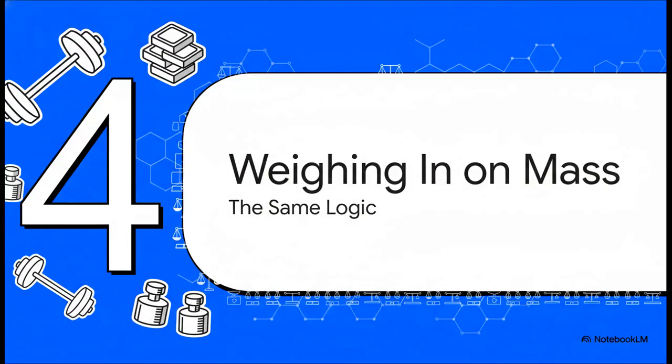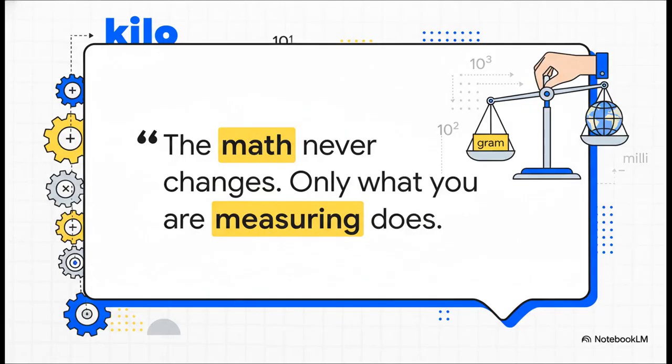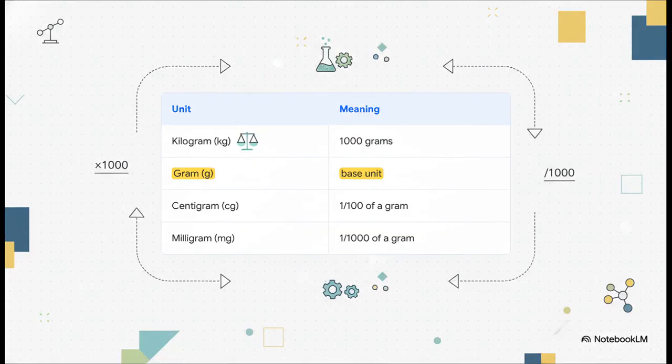All right, final test, mass, or what we usually just call weight. And the great news here is, you already know how this works. We're just going to apply the exact same logic one more time. Let's bring back our golden rule. The math, the prefixes, the powers of 10, none of that is going to change. Not one bit. The only new thing is our base unit, which, for mass, is the gram. And just look how familiar this is. A milligram? Well, that's just milli, or 1,000th of a gram. A kilogram? You got it. That's kilo, 1,000 grams. We are just snapping our same old prefixes onto a new base unit. It's the same pattern, plain and simple.